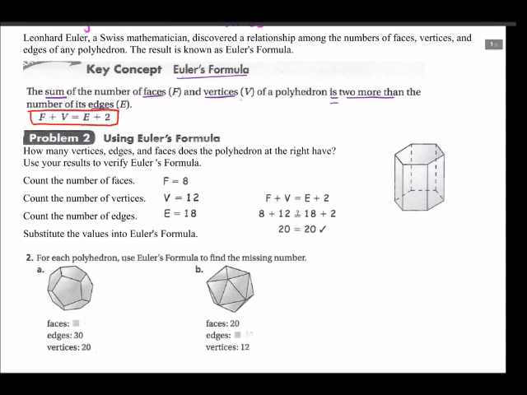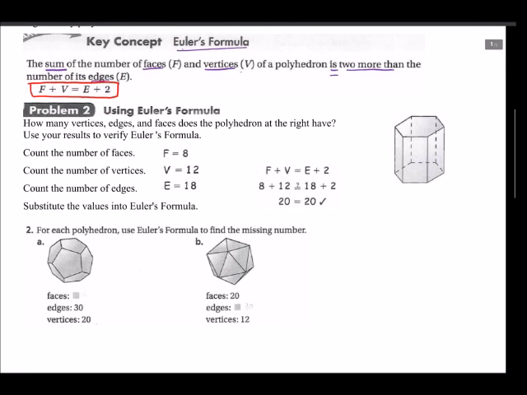So let's do a problem with that formula. Our problem here says, how many faces and vertices and edges does the polyhedron have, and verify Euler's formula. So I like to start with the vertices. I'm going to go around the top. 1, 2, 3, 4, 5, 6.